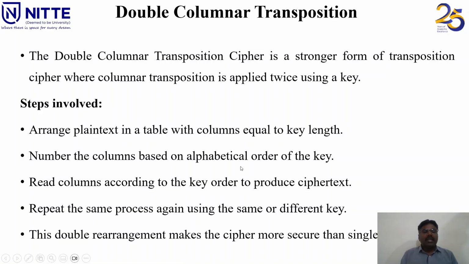One, arrange the entire plain text in a table with columns equal to the key length. Then number the columns based on the alphabetical order of the key, and then read the columns according to the key order to produce the ciphertext. Repeat the same process again using the same or a different key. So this becomes the double rearrangement, which makes the cipher more secure than the single transposition. Now we look into an example to understand how the double columnar transposition is going to work.